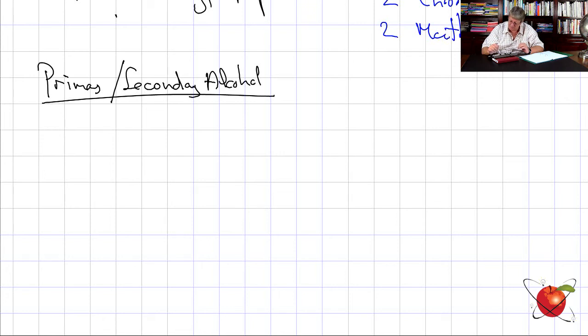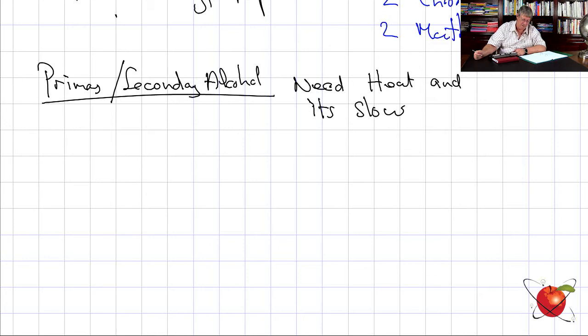The next one, primary and secondary alcohols. We say the same process takes place, but we need heat. I'm going to put in here, heat over there. Heated, and it's slow.